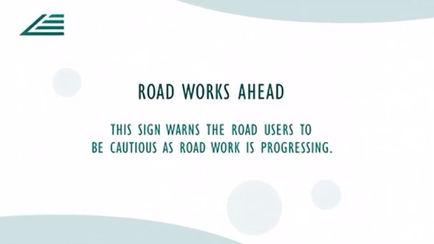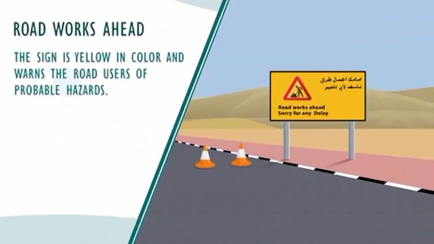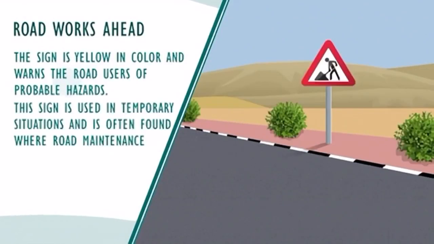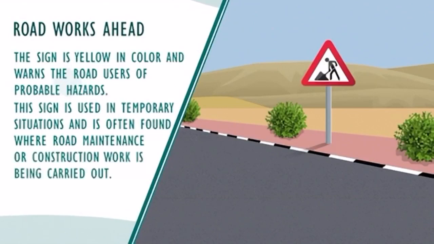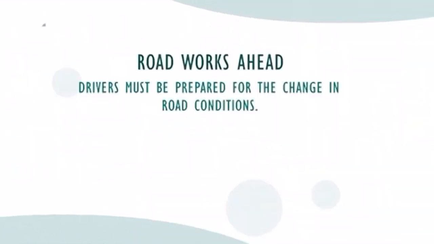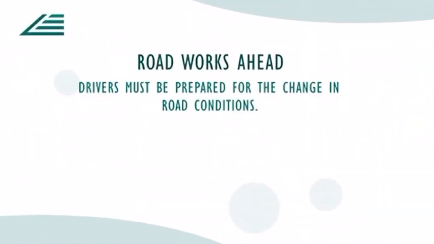This sign warns the road users to be cautious as roadworks is progressing. The sign is yellow in color and warns the road users of probable hazards. This sign is used in temporary situations and is often found where road maintenance or construction work is being carried out. Drivers must be prepared for the change in road conditions.